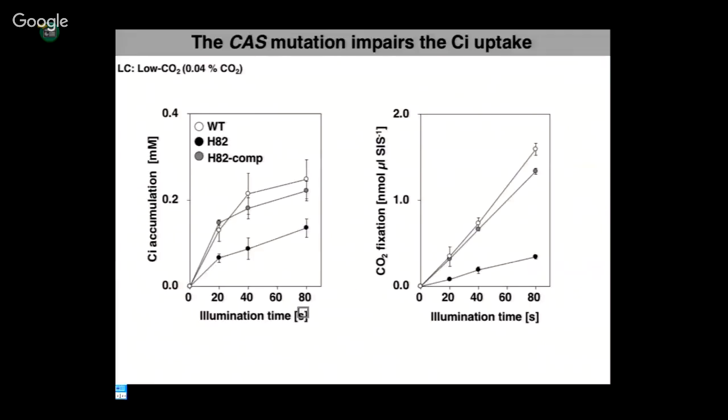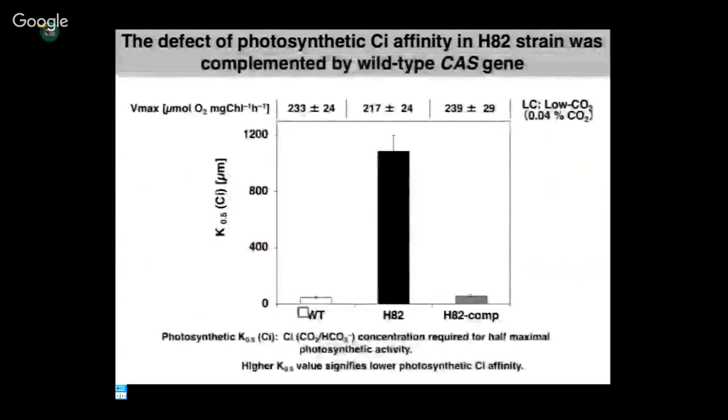And the K half, can you remember the K half? If the K half is low, photosynthesis is very good at low-level carbon, like a Km: low Km means the affinity is very high. A high K half means not so good performance.